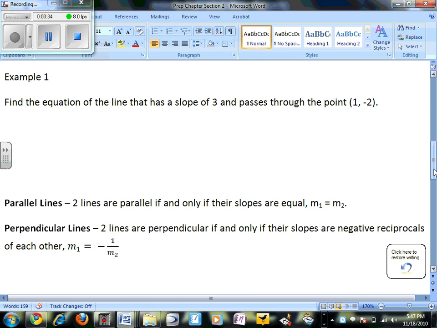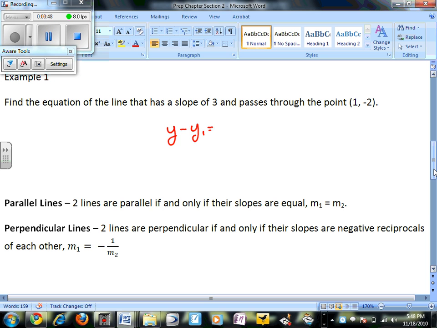Example 1. Find the equation of a line that has a slope of 3 and passes through the point (1, -2). Well, we have a slope and a point, which would lead you to believe we need to use point-slope form. So we need to use y minus y1 equals the slope times x minus x1.